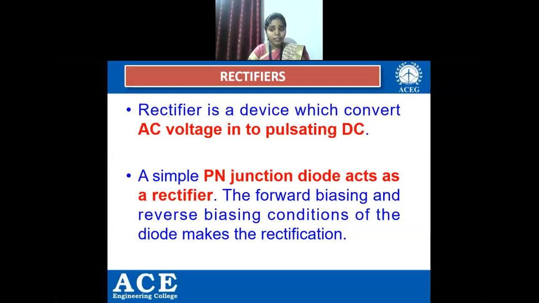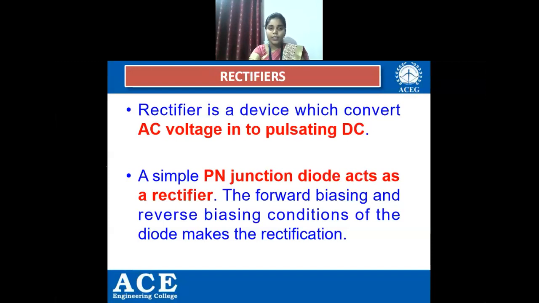Yes, it is. So that is why our PN junction diode works as a rectifier, and we are using a PN junction diode in our rectifier circuit. Now there is a point you can see here. The forward biasing and reverse biasing conditions of the diode make the rectification. Clear? How is this PN junction diode going to act as a rectifier? By forward and reverse biasing conditions only, this PN junction diode is working as a rectifier. Now let us move on to the next slide.